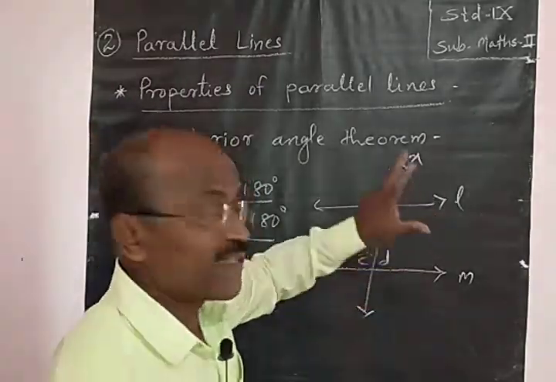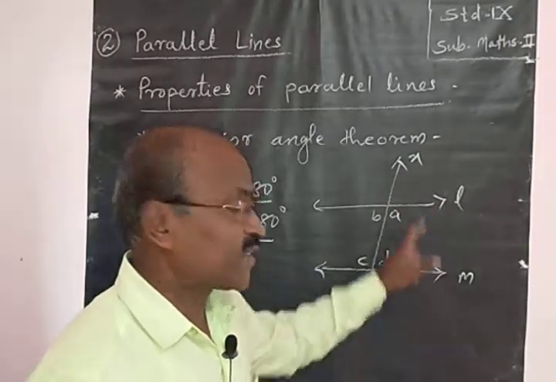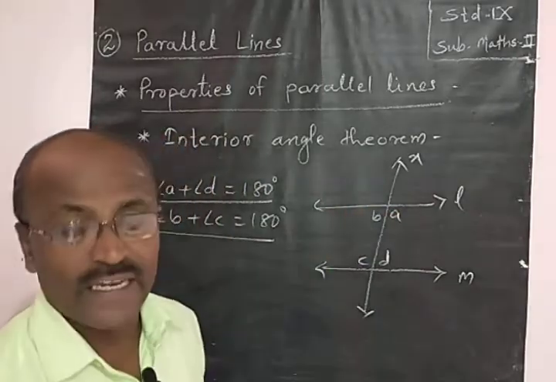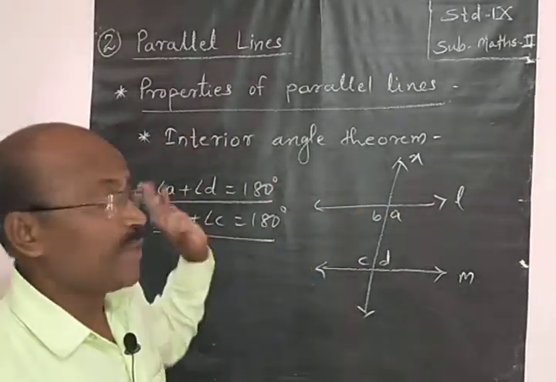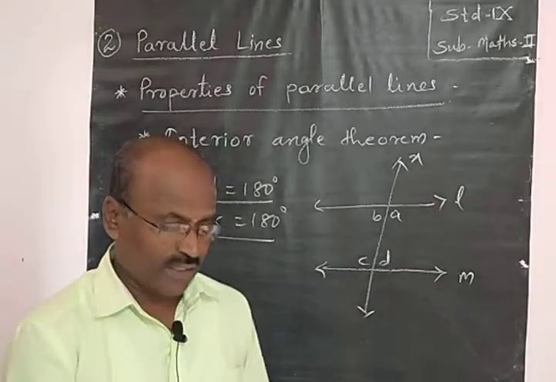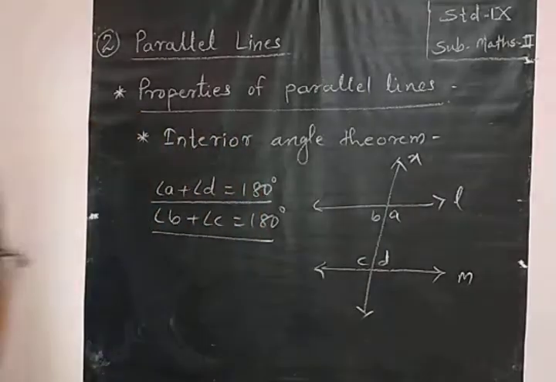If these two lines are parallel to each other, then the sum of interior angles is 180 degrees. That means the interior angles so formed are supplementary. That is known as the interior angle theorem. You can see the proof of the theorem in your textbook.